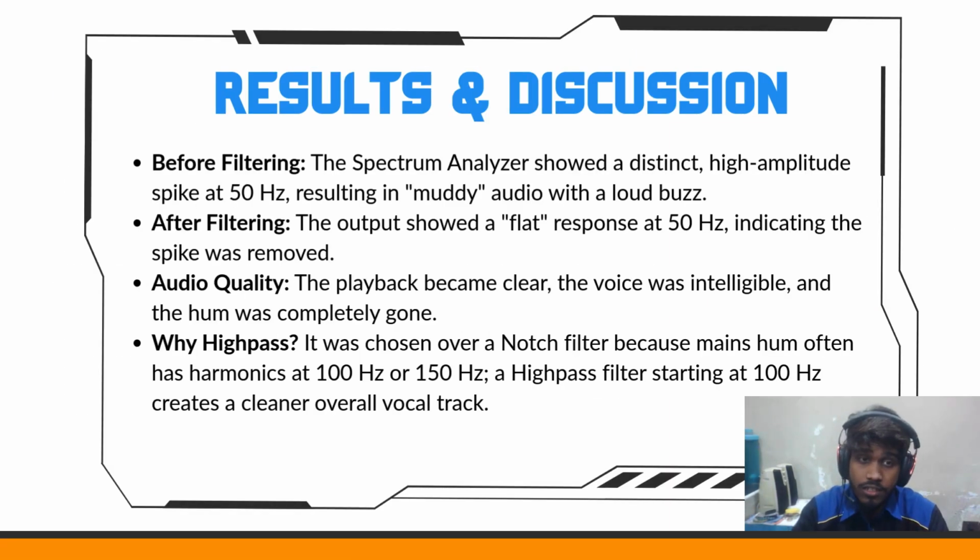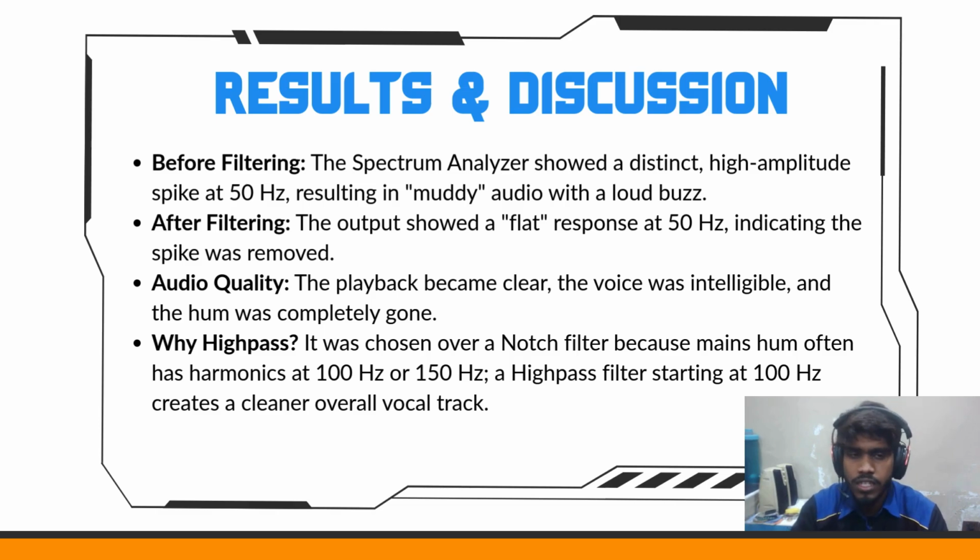Moving on to the results, the difference before and after the filter was day and night. Before filtering, our spectrum analyzer showed a distinct high amplitude spike at 50 Hz. Subjectively, this made the audio sound muddy and quite irritating due to the constant loud buzz. After applying the filter, the output showed a completely flat response at that 50 Hz mark, indicating the spike was effectively eliminated. The audio quality improved significantly and the playback became crisp. The voice was highly intelligible and the hum was gone.